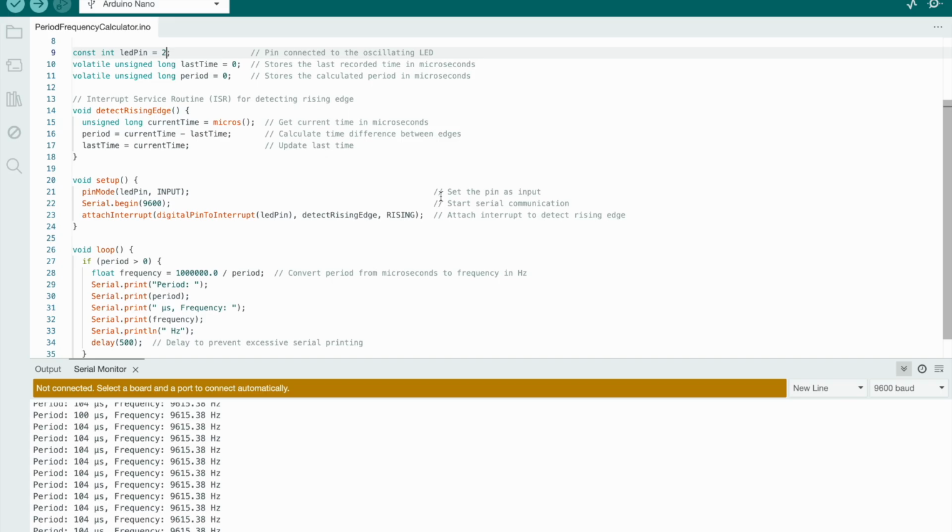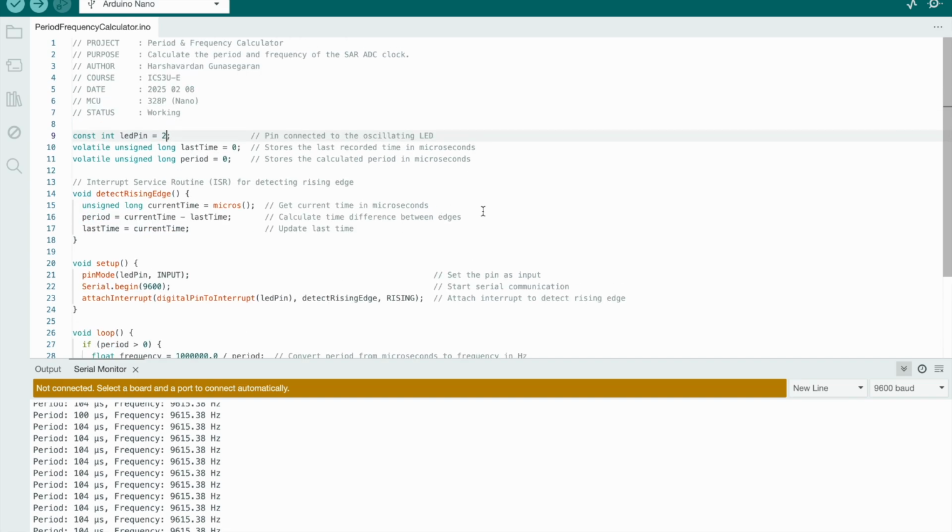So I've also created code that measures the frequency and period of the clock signal. Mitsuru Yamada, the creator of this, claims that the astable multivibrator yields a period of 103 microseconds, suggesting a clock frequency in the order of 10 kilohertz. So we'll confirm this with a Nano.